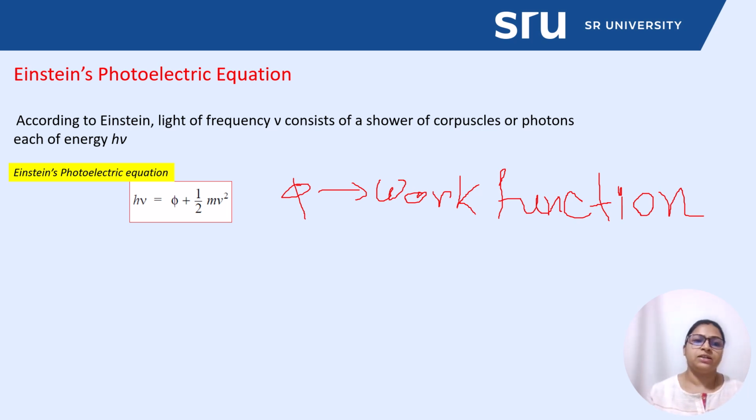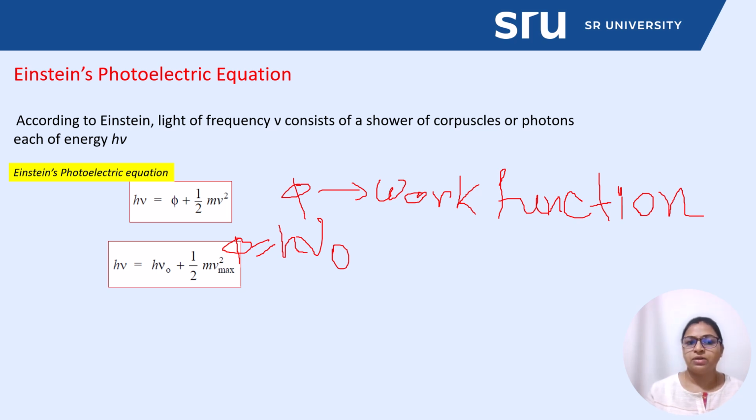Now this relation is called the Einstein photoelectric relation. Now let us consider that nu naught is the threshold frequency, the frequency which just ejects an electron from the metal without any velocity. Then we can write phi is equal to h nu naught. If phi is equal to h nu naught, then Einstein's photoelectric equation can be rewritten as h nu is equal to h nu naught plus half m v max square. Here v max is the velocity acquired by the electron.